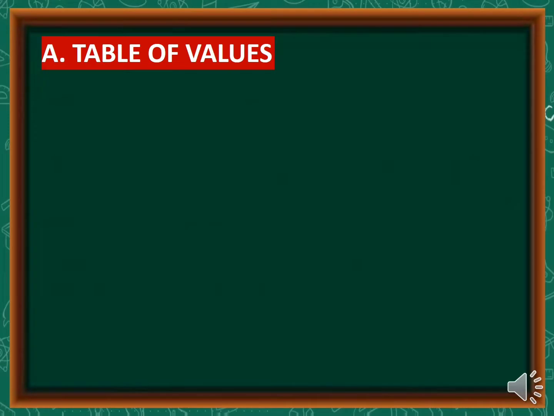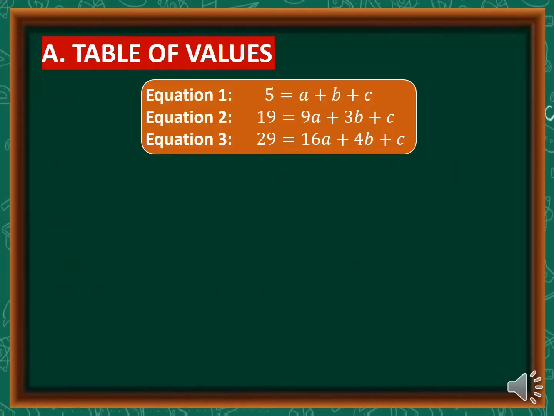From that, we have arrived at equation number 1, which is 5 is equal to a plus b plus c. Our equation number 2 is 19 is equal to 9a plus 3b plus c. And for our equation number 3, we have 29 is equal to 16a plus 4b plus c. Now, what is our next step? So here, we're going to use the elimination method.